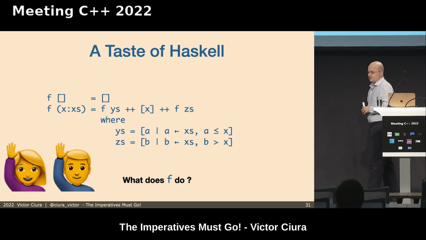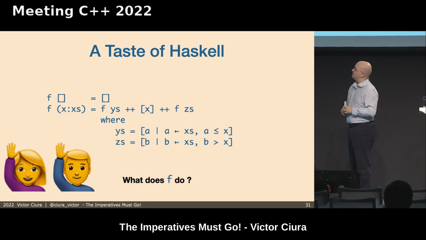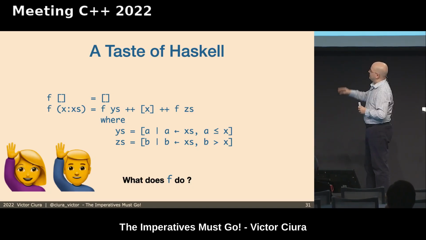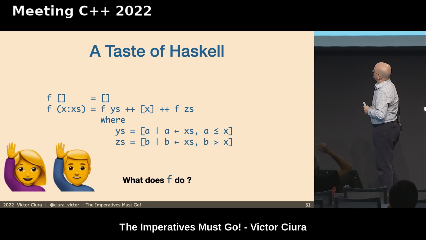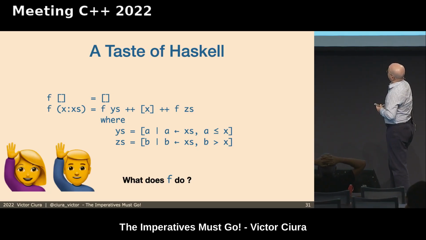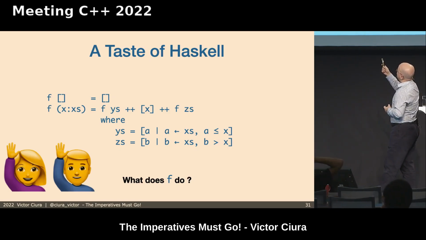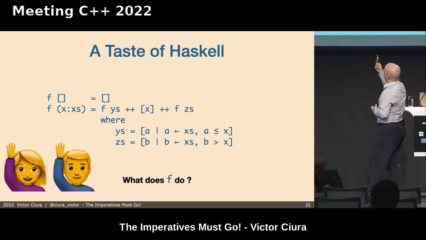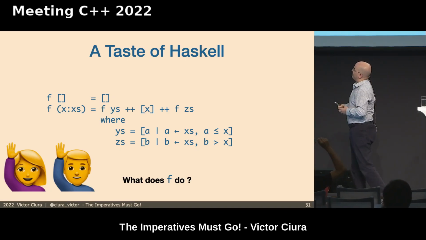A quick taste of Haskell. Can anyone figure out what this piece of code does? I'm going to try to demystify the syntax. So the plus plus just means list concatenation, and we have some list comprehensions that tell us that y's are all the x's that are greater than a, and z's are all the x's that are smaller than b.